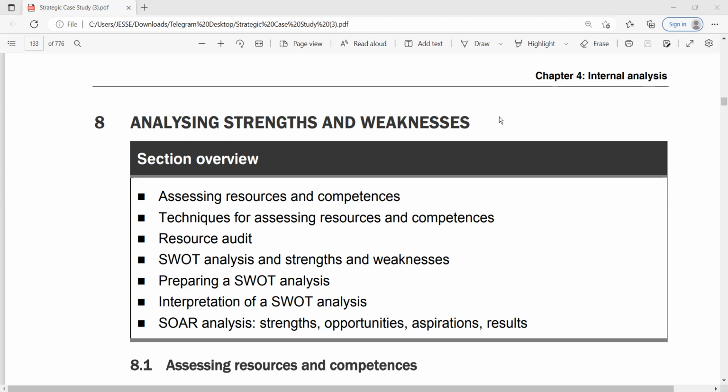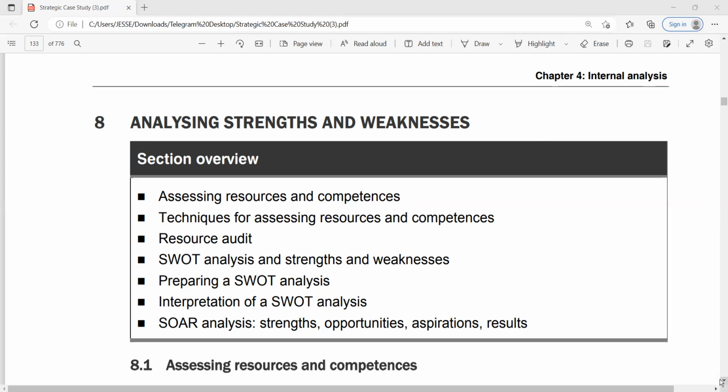So, analyzing strengths and weaknesses. In this section, we'll be talking about assessing resources and competencies. We'll be looking at techniques for assessing resources and competencies. We will be looking into resource audits. What exactly is a resource audit? We'll be talking about SWOT analysis, preparing a SWOT analysis, how to interpret a SWOT analysis, and we'll also be looking at SOAR analysis. Very, very important. So let's begin.